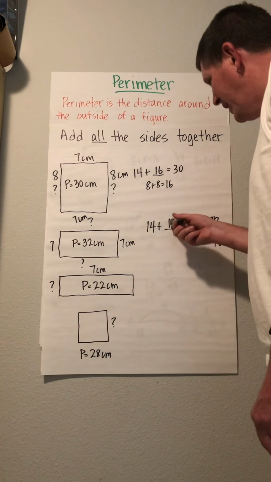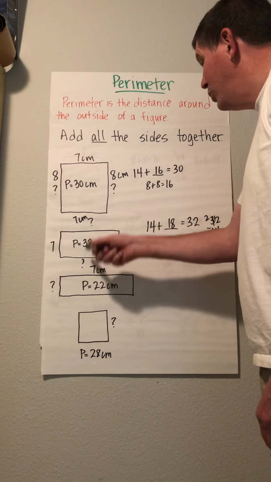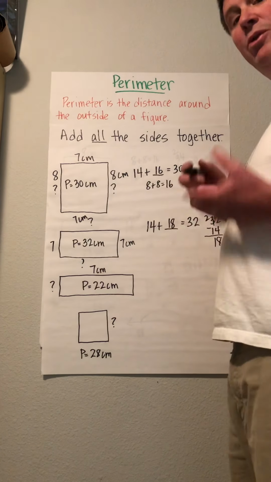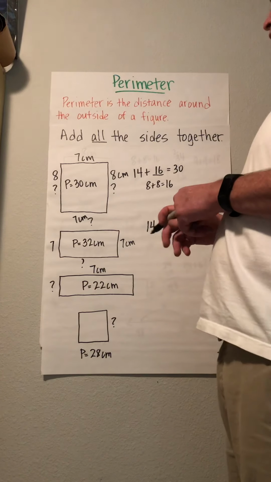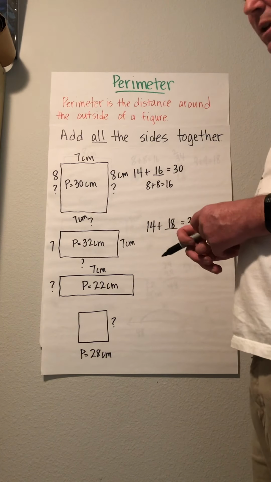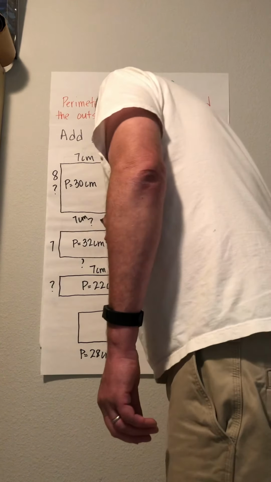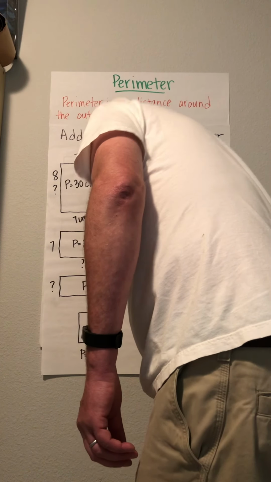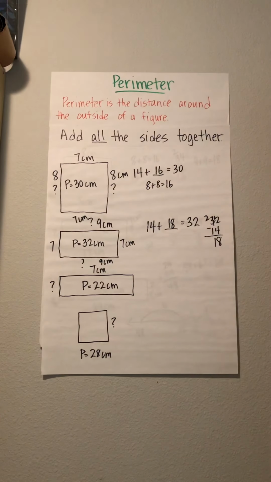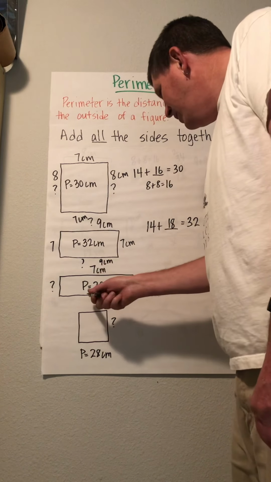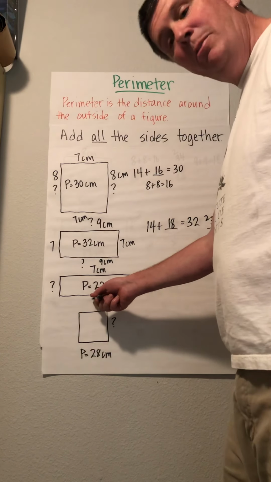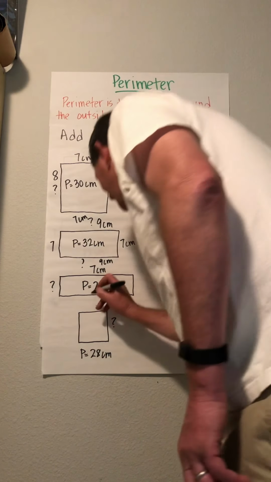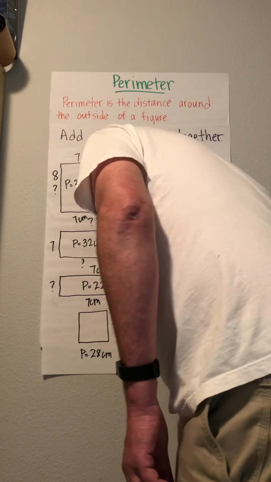But that 18 equals both the two sides. So what two numbers do you add together to equal 18? Yes, you add 9. So this is 9 centimeters. 9 centimeters. Okay, now the long one. 7 centimeters. What must this be? Yes, 7 centimeters. And this one, we don't know.